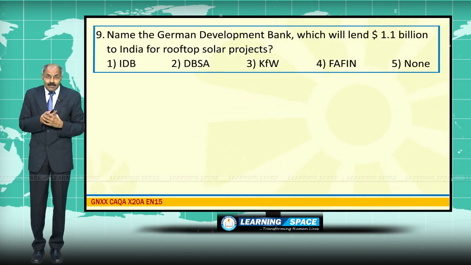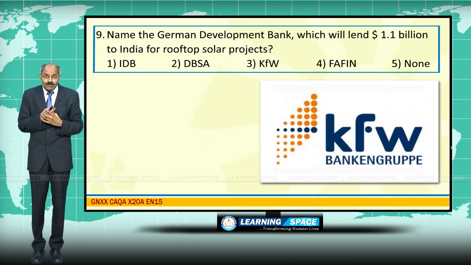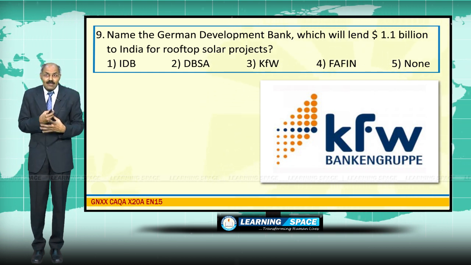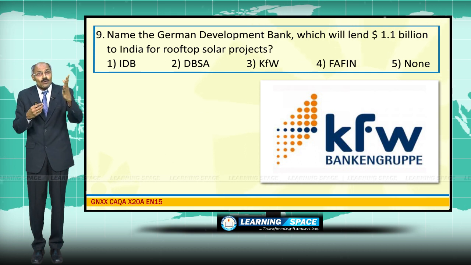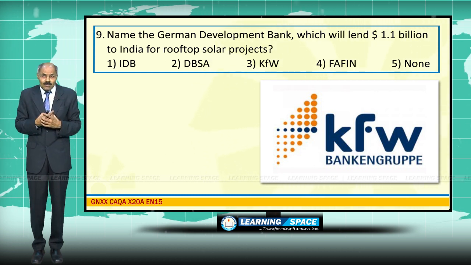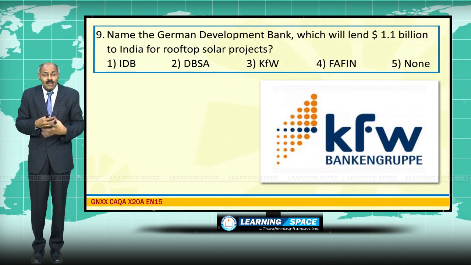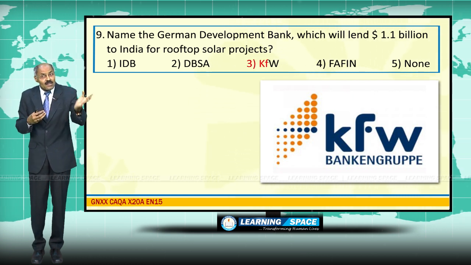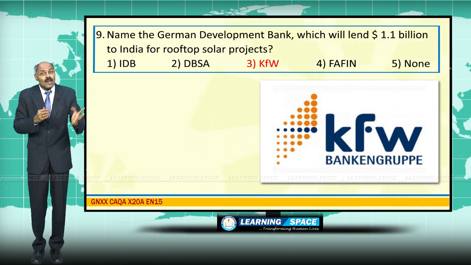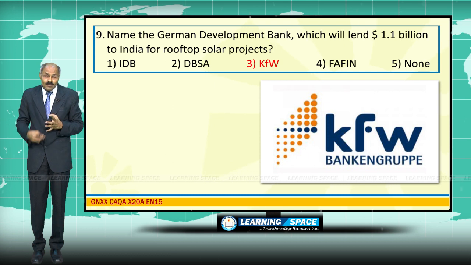Name the German Development Bank which will lend $1.1 billion to India for rooftop solar projects. The German Development Bank's name is KfW. Recently, they announced that they will lend $1.1 billion for rooftop solar projects, basically for renewable energy projects. Previously, they have lent around $1.55 billion for laying of power lines across the country in 9 states. Now they have come forward to lend $1.1 billion for rooftop solar projects. Please look into the next one.